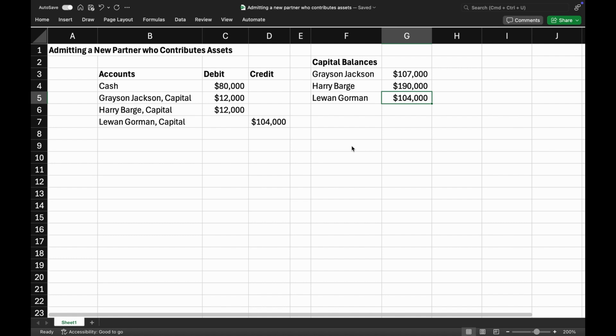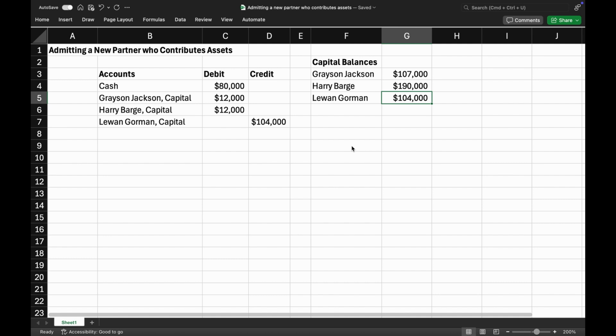So one last question. Why are the tangible assets adjusted to current market prices prior to admitting a new partner? Basically, tangible assets should be adjusted to current market prices so that the new partner does not share in any gains or losses from changes in market prices prior to being admitted to the partnership.